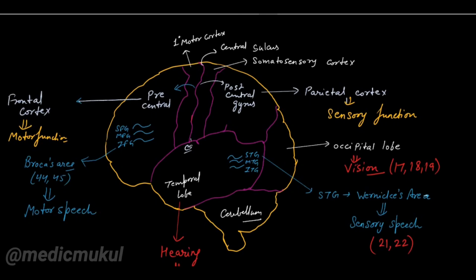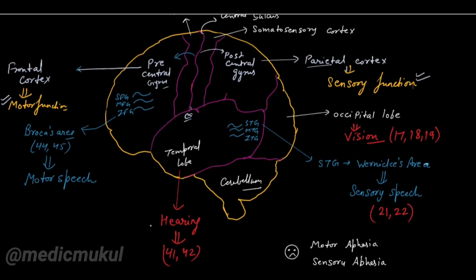Then below the central sulcus, this is primary motor, secondary somatosensory cortex. Before the central gyrus, we have the precentral gyrus, present in our frontal cortex. Remember that the frontal cortex is responsible for motor function. Then the postcentral gyrus, present in the parietal cortex, is responsible for sensory function. Also remember the superior frontal gyrus: in the frontal lobe there are three gyri.